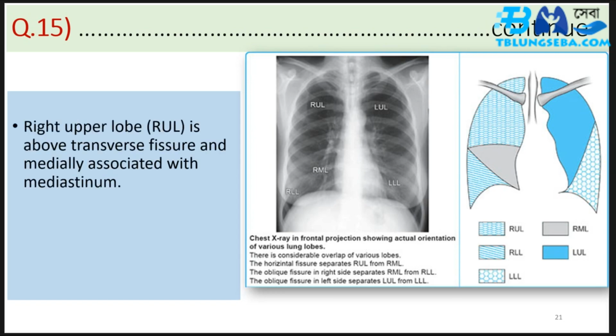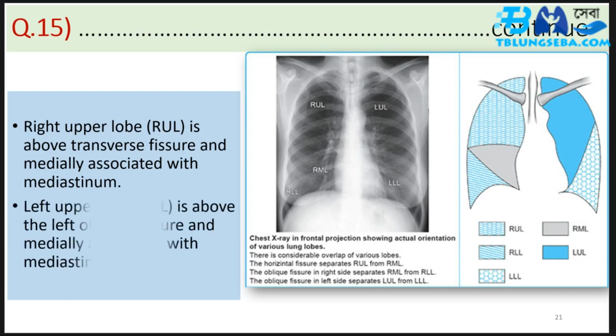Q.15, continue. Right upper lobe, RUL, is above transverse fissure and medially associated with mediastinum. Left upper lobe, LUL, is above the left oblique fissure and medially associated with mediastinum.